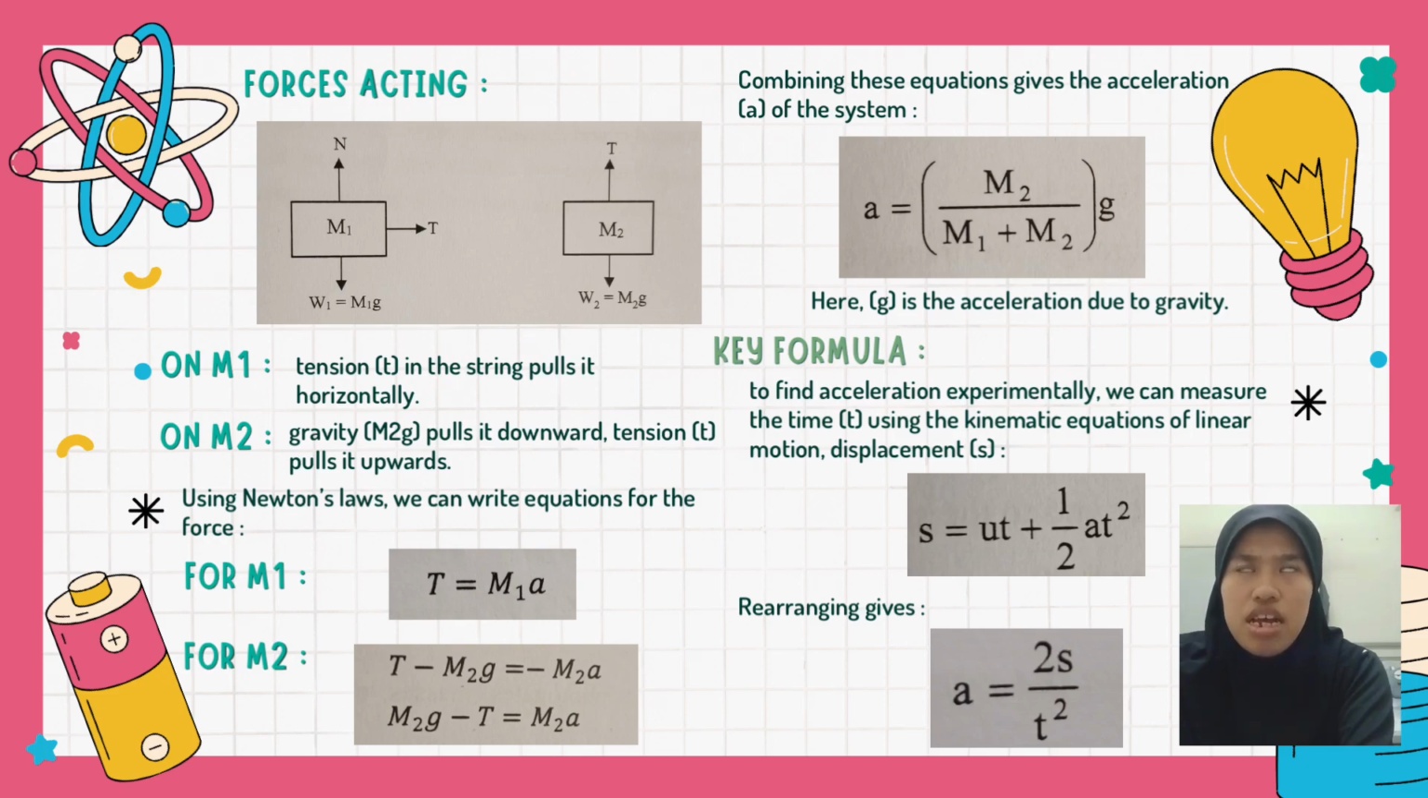To find acceleration experimentally, we can measure the time using the kinematic equation of linear motion for displacement: S equals ut plus half at square. So we rearrange the given kinematic equation, and it turns out A equals 2S over t square.